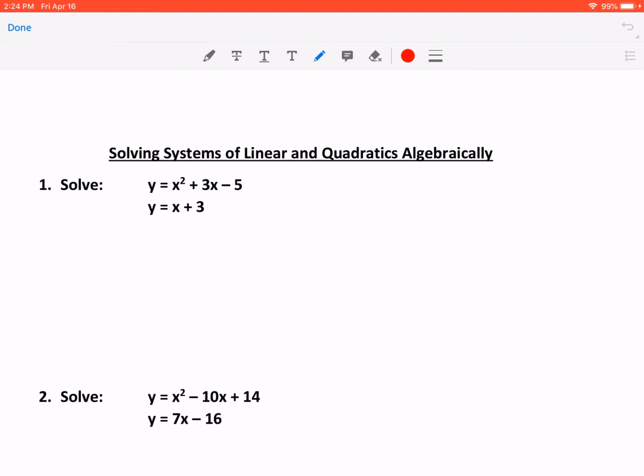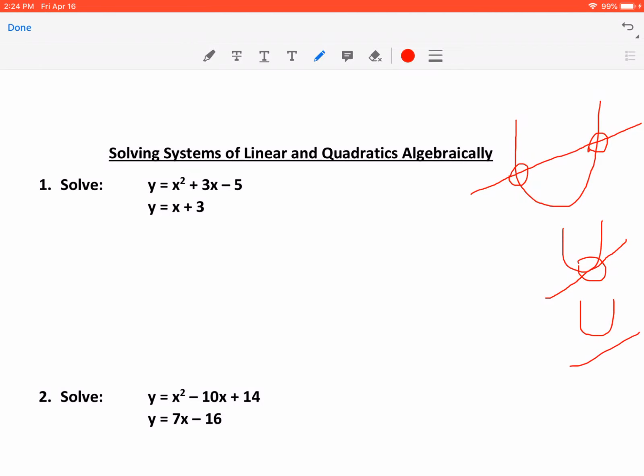So what happens with these is, the majority of the time you have a quadratic and a linear equation, a line, and it hits the parabola twice, so there's going to be two solutions. Sometimes you will have a line only hitting it once, so there might be one solution. And then sometimes it won't hit it at all, but you're not going to see that case here, okay?